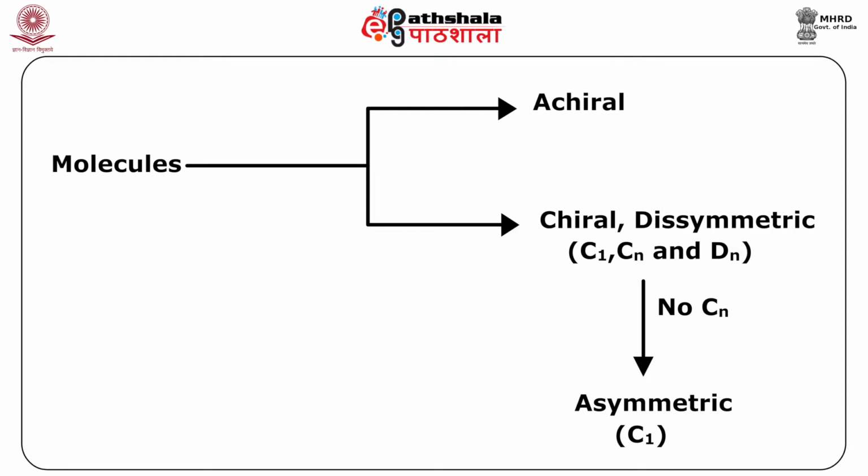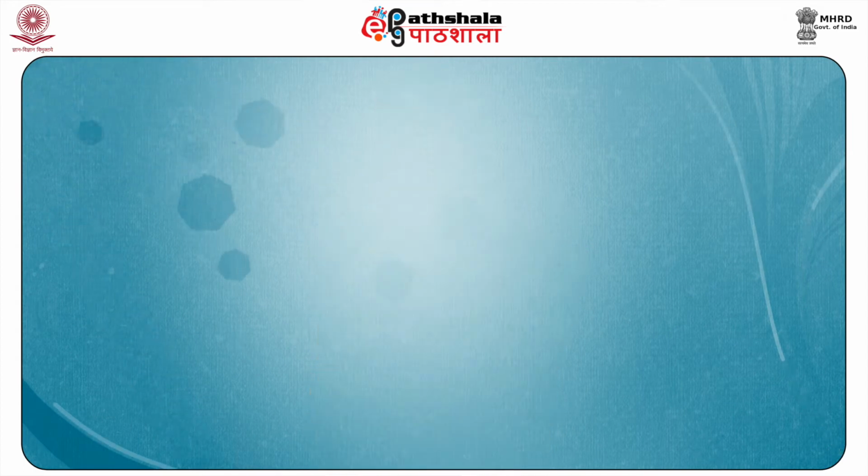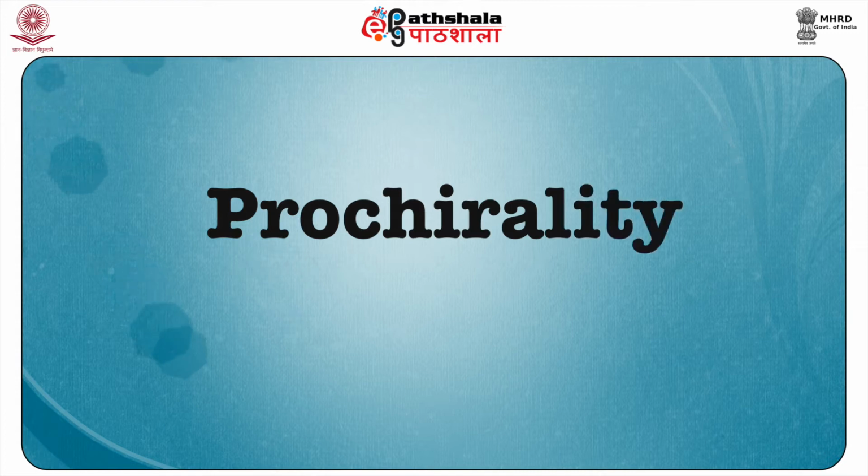So, you can see the molecules can either be chiral or achiral, or chiral or dissymmetric. So, dissymmetric should be having the C1, Cn or Dn elements of symmetry. If it does not have any Cn type of symmetry, it is asymmetric, having the C1 type of symmetry. So, after having described this table and the connection between molecular symmetry and chirality, I would like to now go on to prochirality. Molecules which display chirality are called chiral.